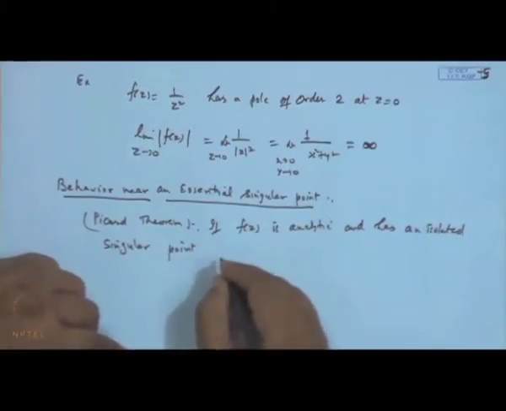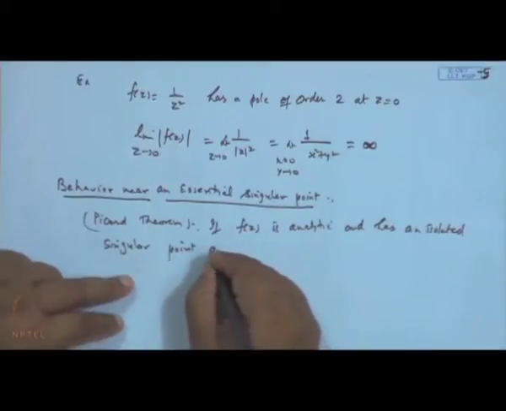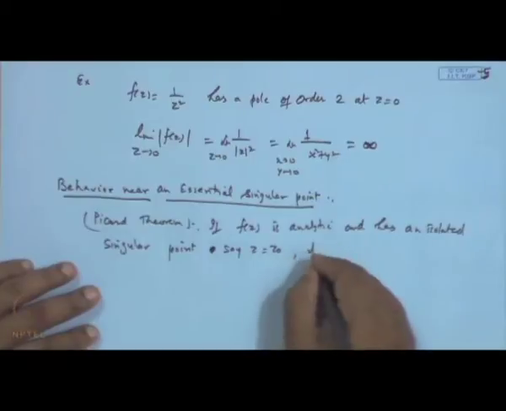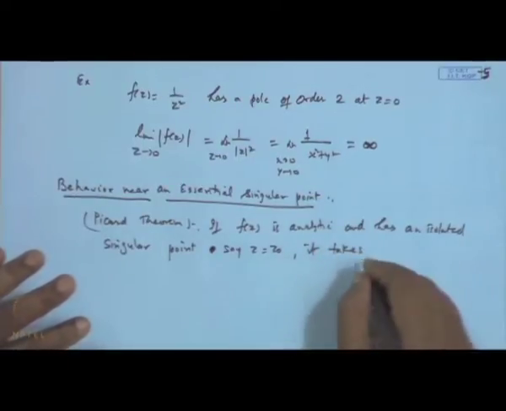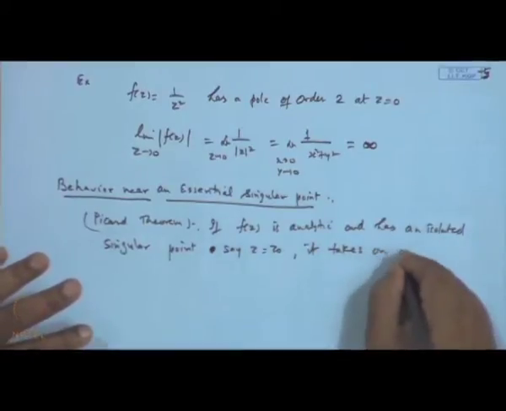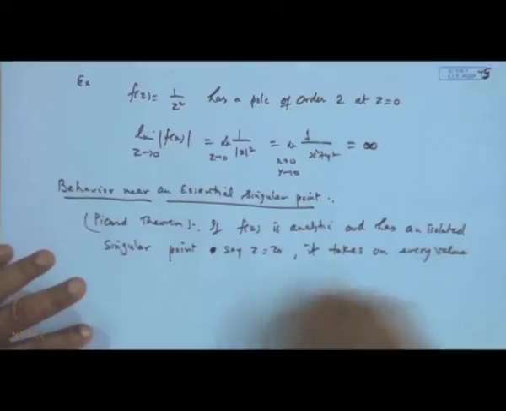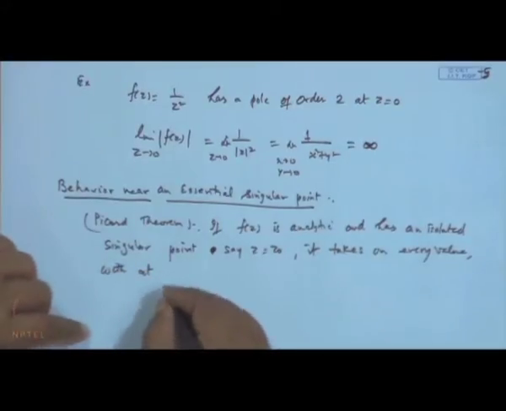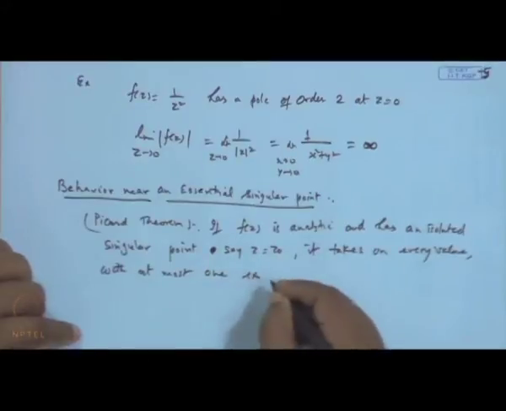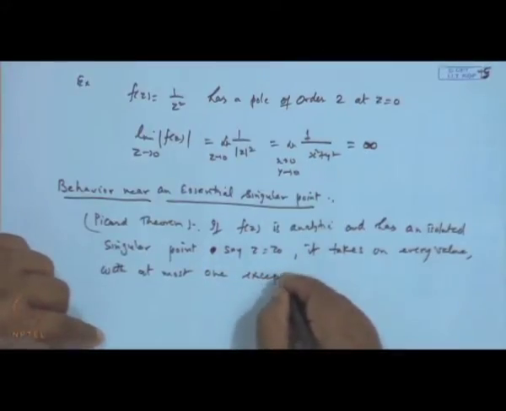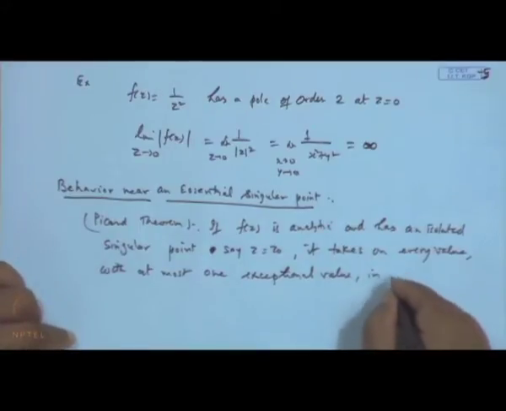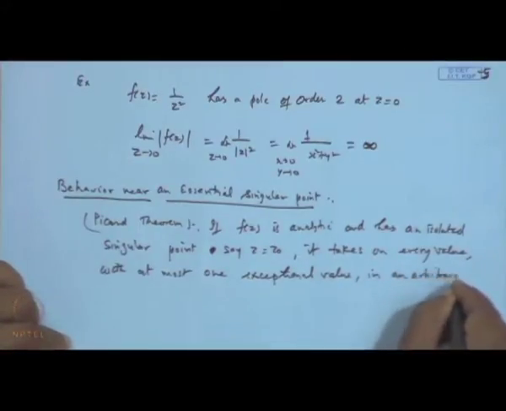at an isolated singular point, say z equal to z naught, meaning it has an isolated singularity at z equal to z naught, then it takes on every value, with at most one exceptional value, in an arbitrarily small neighborhood of z naught.